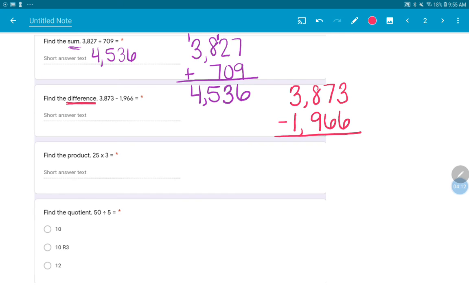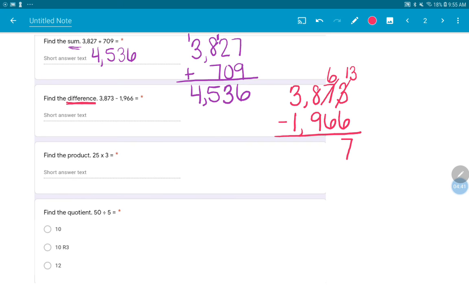I'm making sure that I line up my place values. All right, so I'm going to start in my ones place. I have 3 and I need to take 6 away. If I don't have enough, I'm going to need to borrow a group of 10. I'm going to make my 7 into a 6, and I'm going to exchange that 10 for 10 ones. So now I have 13. 13 minus 6 is 7.